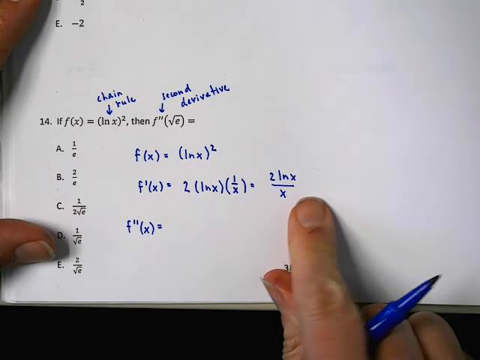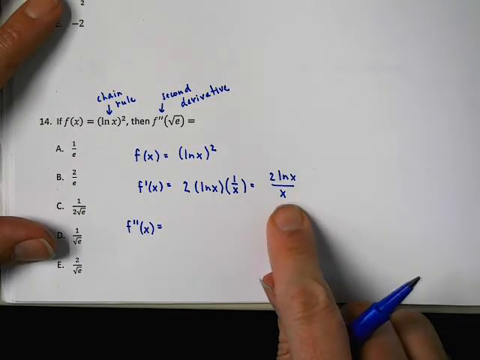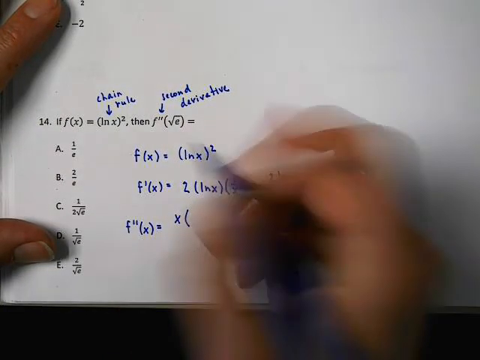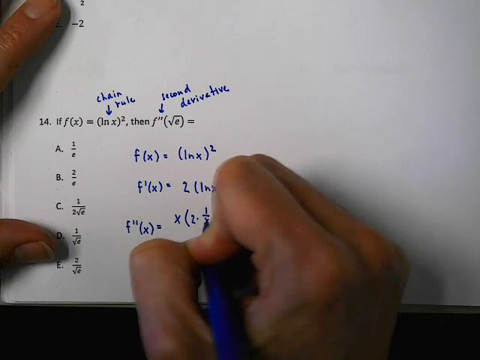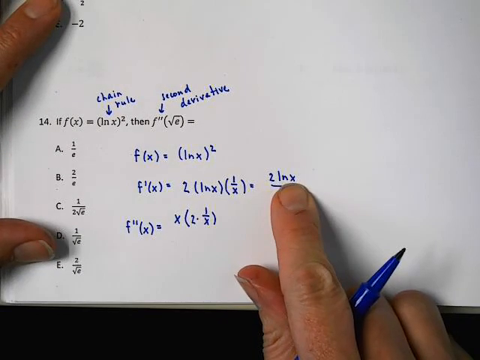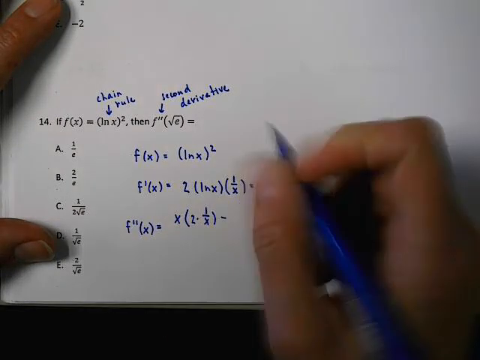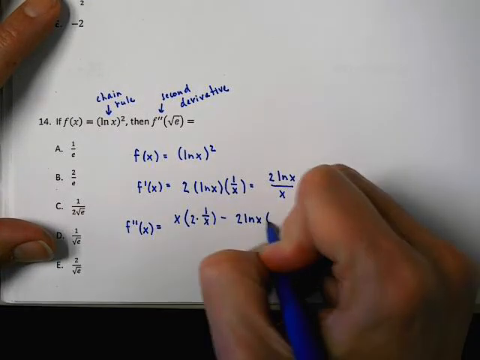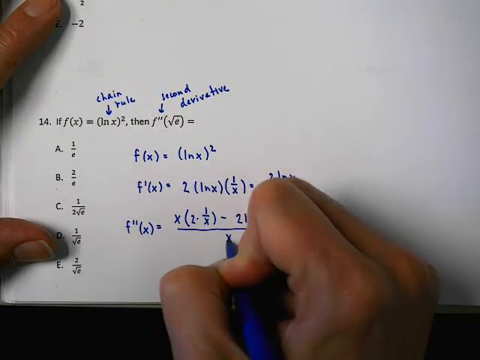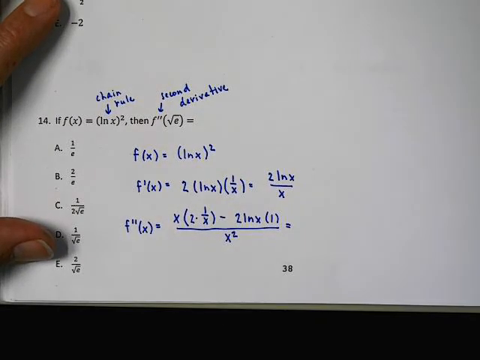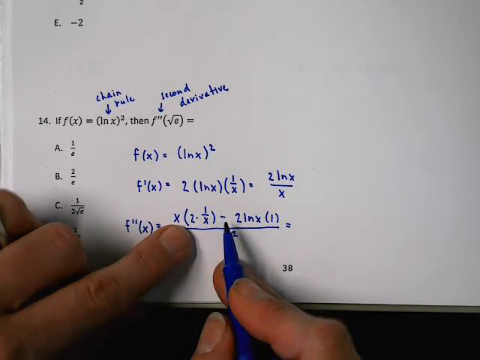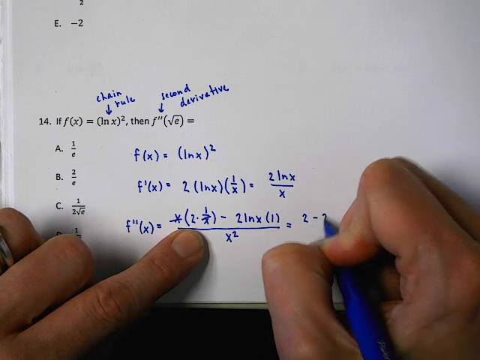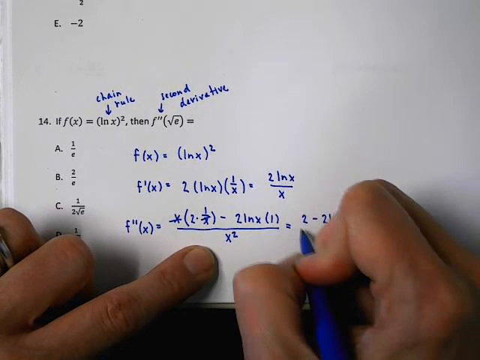And now I'm going to end up using quotient rule here. So I start with the bottom, so x times the derivative of the top. Well, that would be 2 times 1 over x, 2 times the derivative of natural log, which is 1 over x, minus the top, 2 times the natural log of x, times the derivative of the bottom, which is just going to be 1, all over x squared. So let's see what we can simplify. My x and my 1 over x are going to cancel, so I'm just left with 2. So I have 2 minus 2 times the natural log of x, all over x squared.